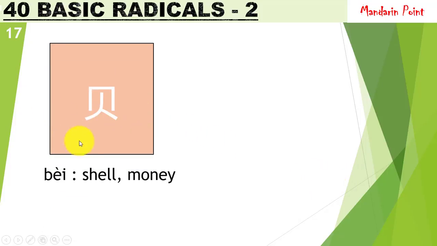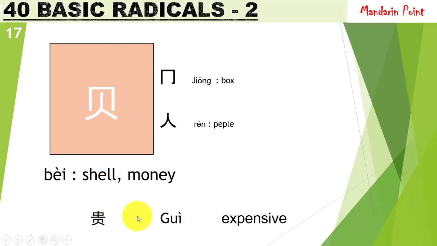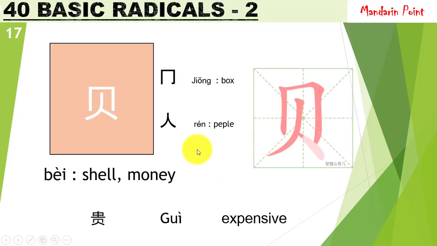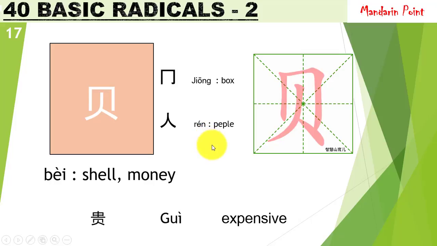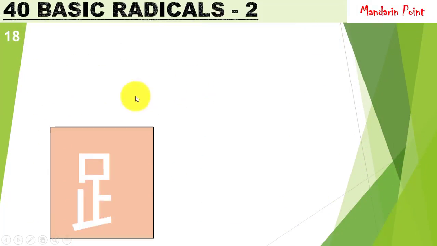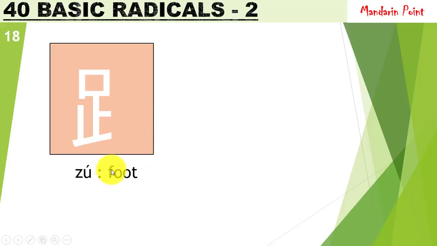The next radical is bei, meaning shell or money. Simplifying this character is very simple, just the outer box jiong and the inner one is ren, meaning people. So this represents any term or any action related to money or related to shell. For example, here we have gui, meaning expensive. You can see this bei on the bottom side, and you surely know that expensive is a term that is related to money. And I think deriving it from basic simple strokes is very simple, so you can do it by yourself.